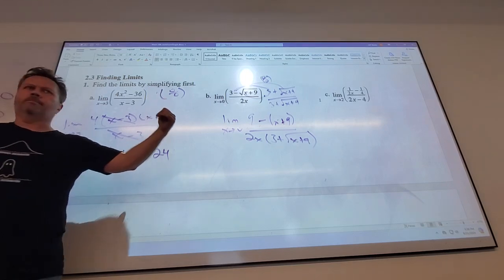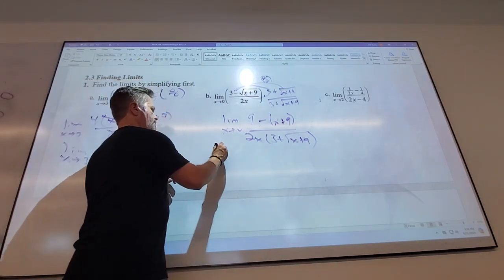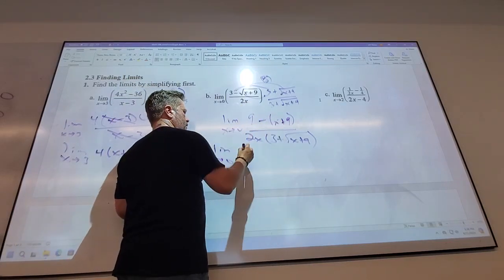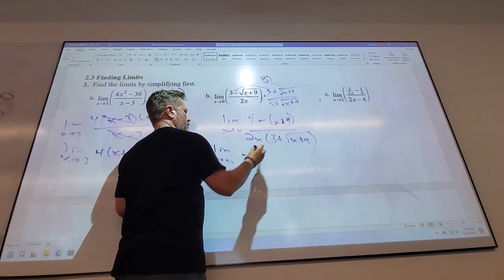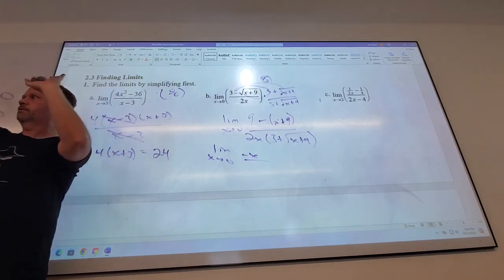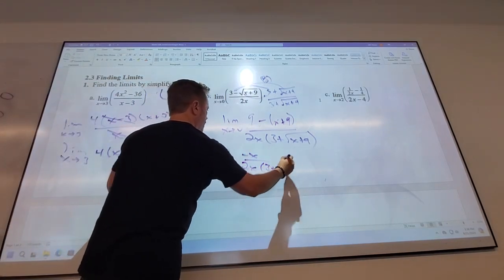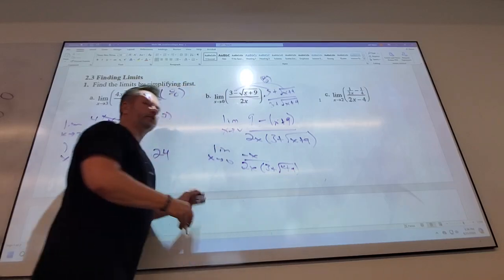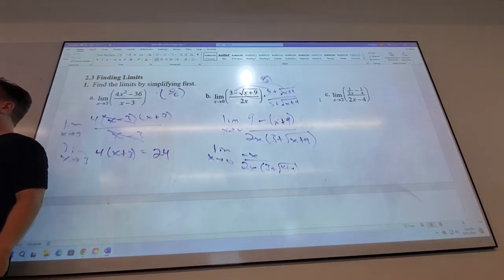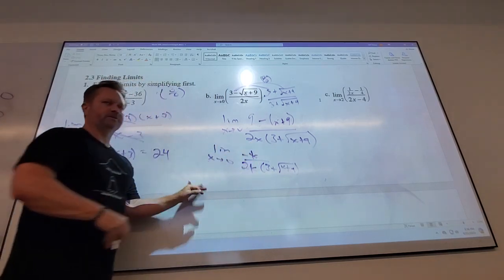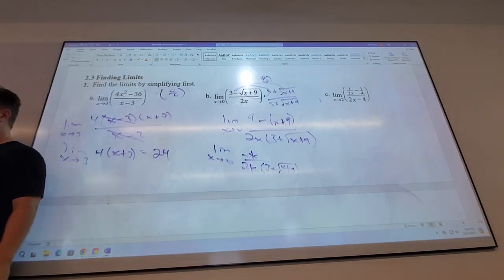Because what happens on the top? The 9's minus x, so it's negative x, and 9 minus 9 is 0. Is that cool? And on the bottom, I get 2x, 3 plus rad x plus 9. Can I kill the problem? Yes.